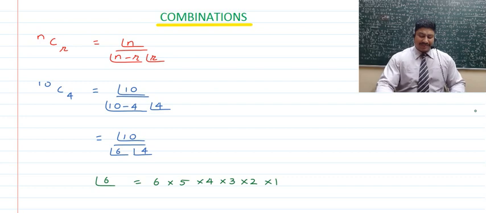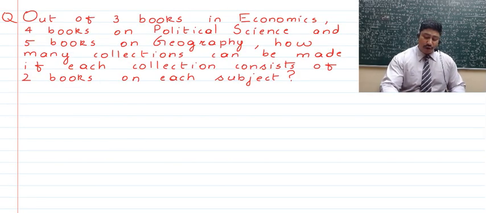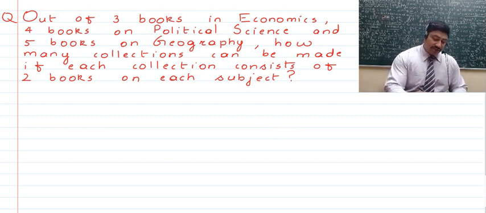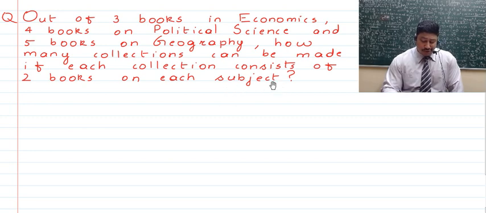Now, children, we will be discussing combinations. So let's quickly look up a simple sum where we will try and understand, whenever we have a sum on combination, what exactly do we do to solve the sum. Here, in the question you've been given that there is a group of 3 books in economics, 4 books in political science, then you have 5 books on geography. How many collections can be made if each collection consists of 2 books on each subject?